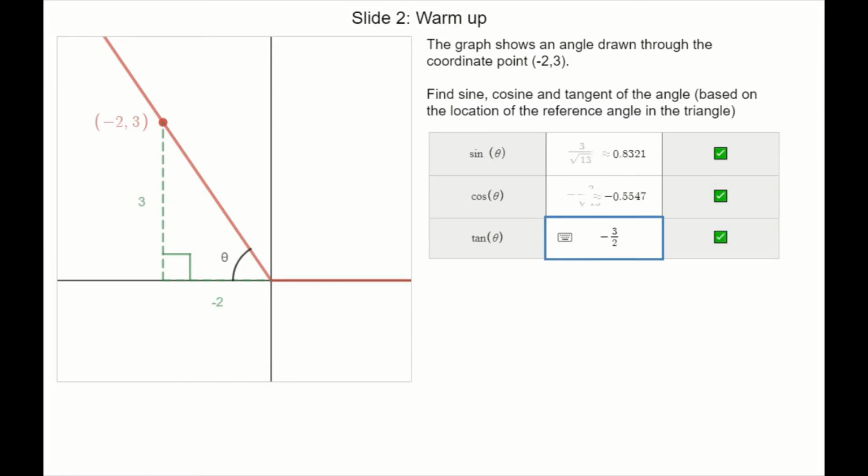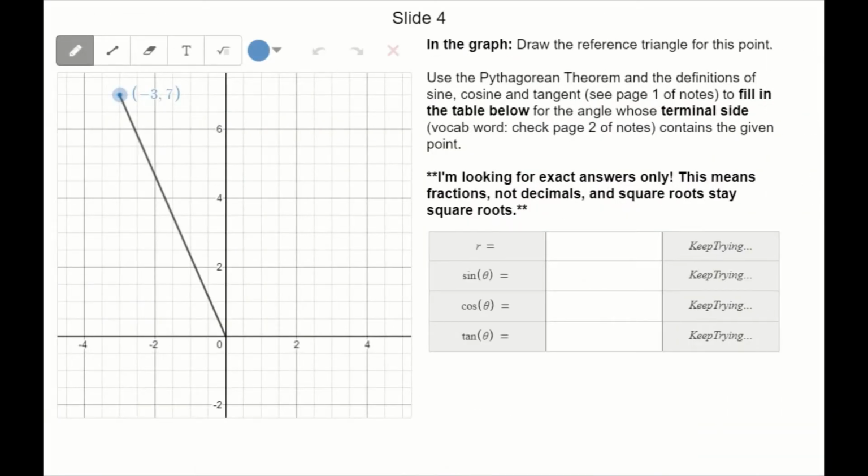Here we go. All right, in the graph, draw the reference triangle for this point. So we're just going to drop a perpendicular line down to the x-axis. You're always going to either go down, or if your point's below the x-axis, you're going up. But you're never going left or right, because we're always looking at this angle. So you're either going to be drawing that line up, or you're going to be drawing it down.